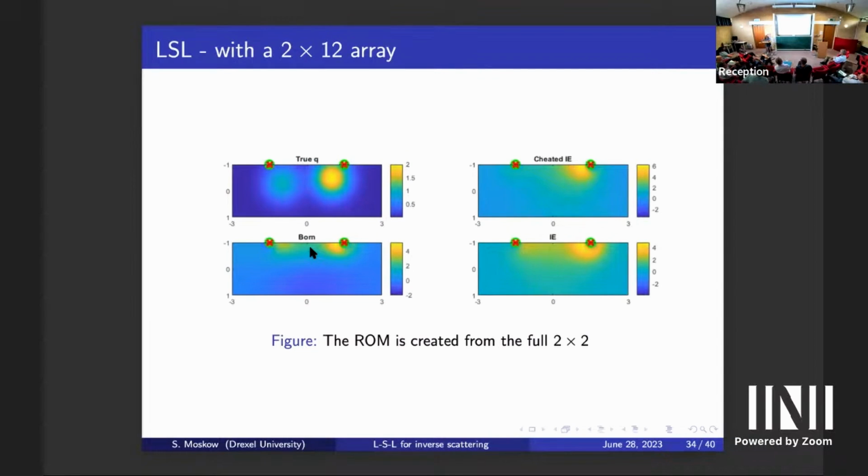Just to compare, imagine we had 2 sources and 2 receivers for this problem. The results aren't so good. If you were to just require that the matrix be full and do the inversion that way, and you only had 2 by 2, this is what you get from this method. And this is what you can get by cheating. So it's not that great anyway.